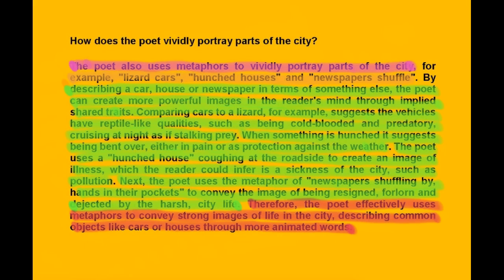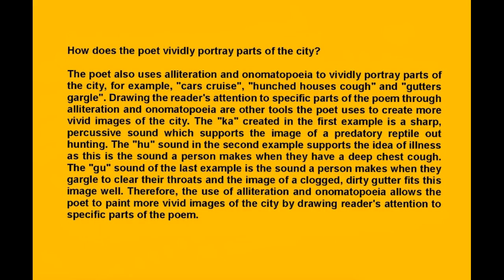Okay, let's have a look at the final paragraph that I would suggest you use to answer this question. Hopefully you will have paused the tutorial and identified the key parts of the PEEL paragraph that is in this last paragraph example. Okay, so let's just go through this. The first part is the point, which is the poet also uses alliteration and onomatopoeia to vividly portray parts of the city. Okay, so we're specifically answering the question.